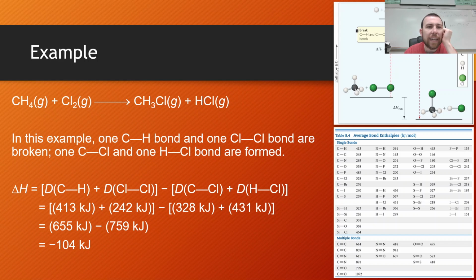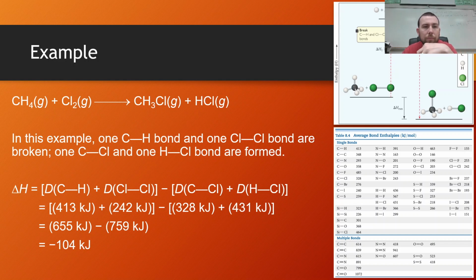Okay, so if we take a look at an example, we've got methane plus chlorine makes chloromethane and hydrogen chloride gas. Now, if you were to draw this all out, what we would be able to identify is that we've got a carbon-hydrogen bond and a chlorine-chlorine bond that are being broken, and then you've got a carbon-chlorine bond and an HCl bond that are being formed.